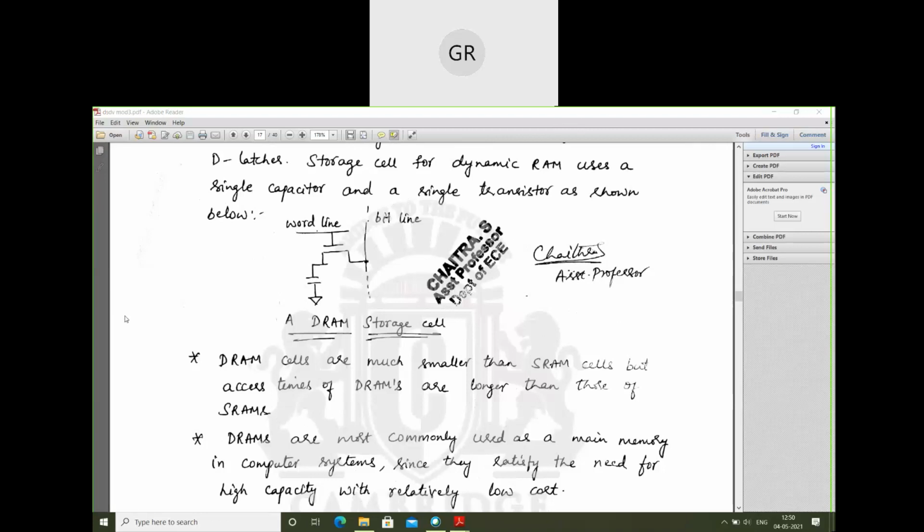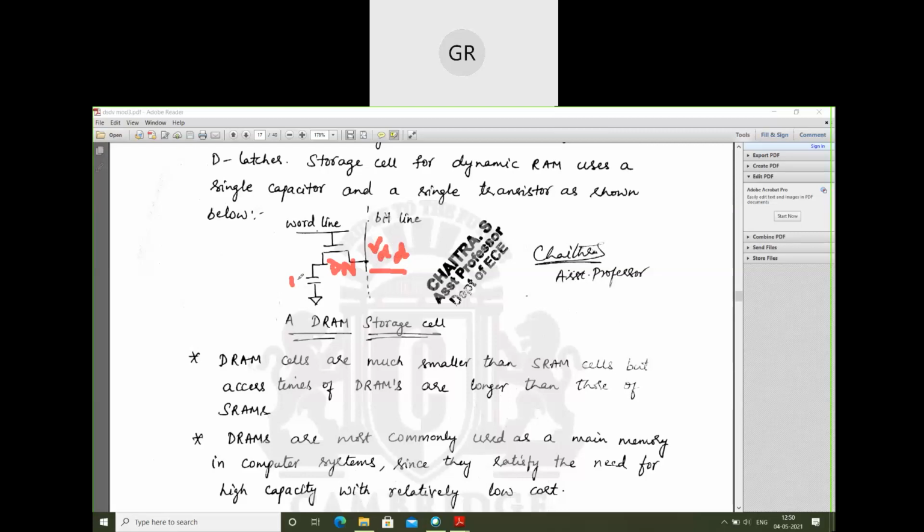Here, the bit line is at VDD, that means it's at 1 only. When the word line is on, there is no discharge. Then we say that it remains at 1 only. The bit line remains at 1 only, so we say that the stored data is 1.